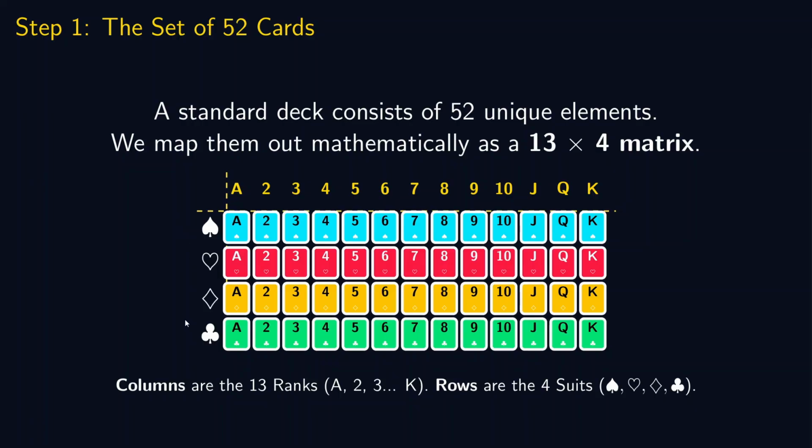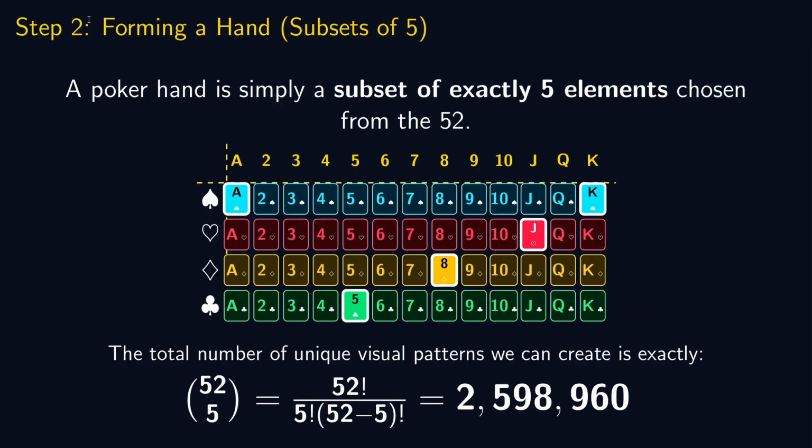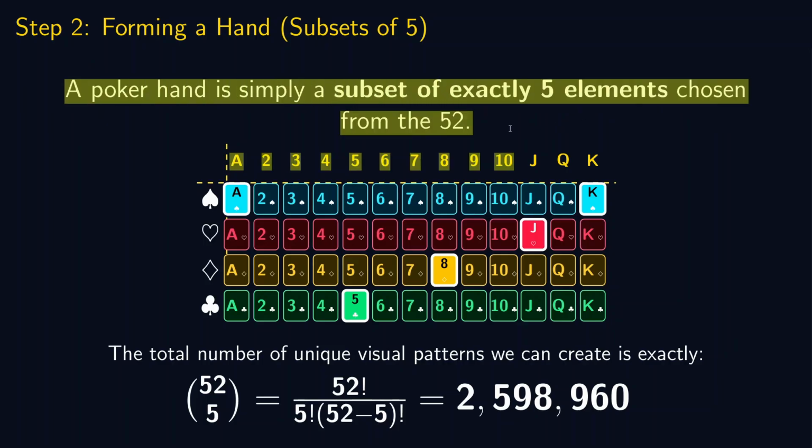And by choosing columns and rows together, we can describe any poker hand mathematically. Now that we have our 52 cards laid out in the grid, the next question is, what exactly is a poker hand? A poker hand is a group of exactly 5 cards chosen from the deck. In mathematical language, it is a subset of exactly 5 elements selected from our set of 52. And a very important word here is subset, because order does not matter.